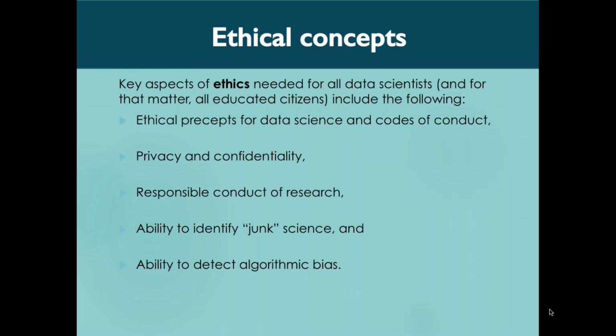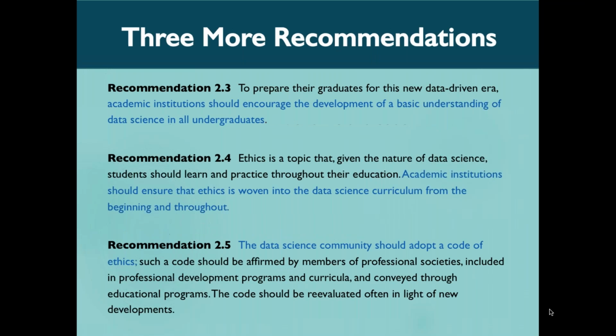And then last but not least, ethics are really critical. They're needed for all data scientists, and we argue for all educated citizens to be thinking about what are some of the ethical precepts for data, aspects of privacy and confidentiality in the Internet of Things age, then aspects of responsible conduct of research, identifying junk science, aspects of algorithmic bias. So these are all important things that really need to be incorporated.